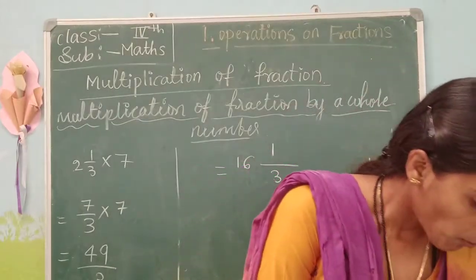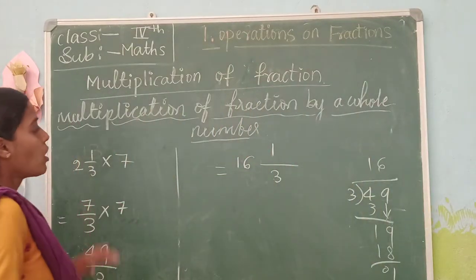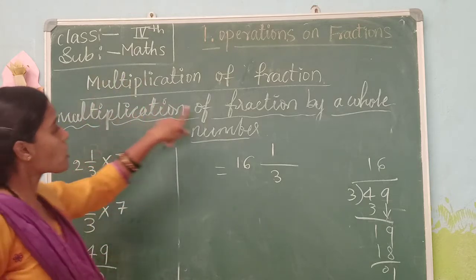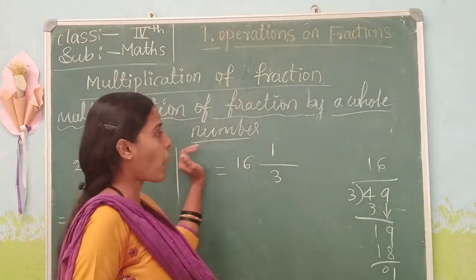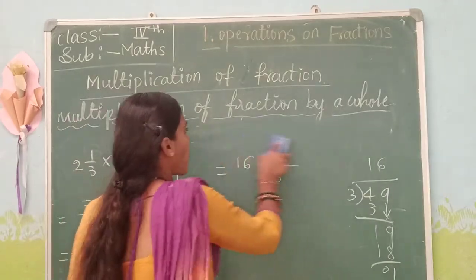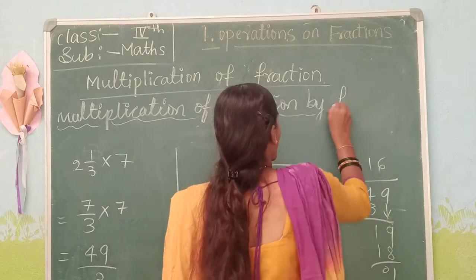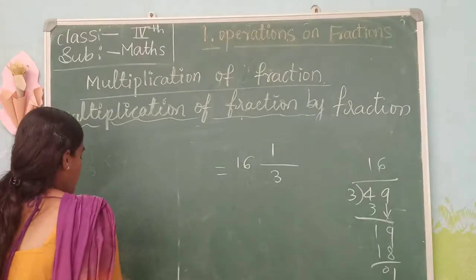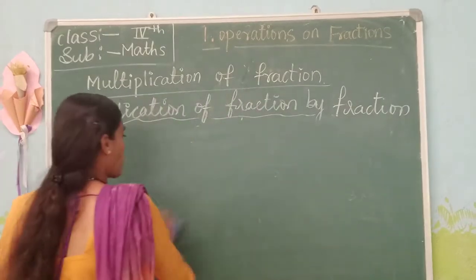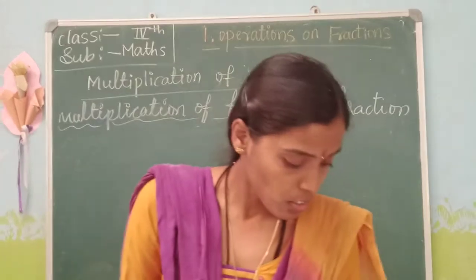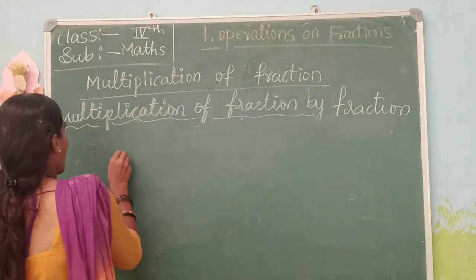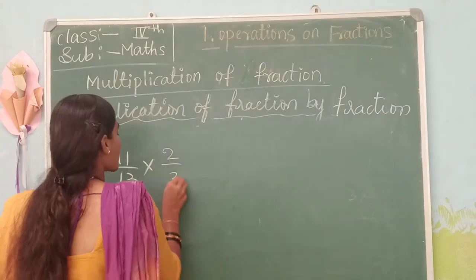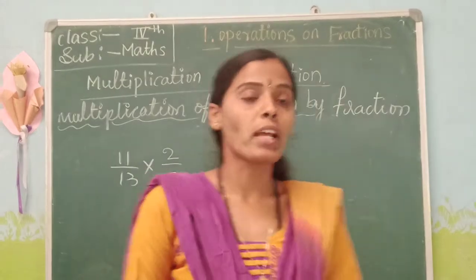Next, multiplication of a fraction by a fraction. Now we just learned the multiplication of a fraction by a whole number. Now multiplication of a fraction by a fraction, both are fractions. How do we find out the product of two fractions? Now 11 by 13 into 2 by 3.